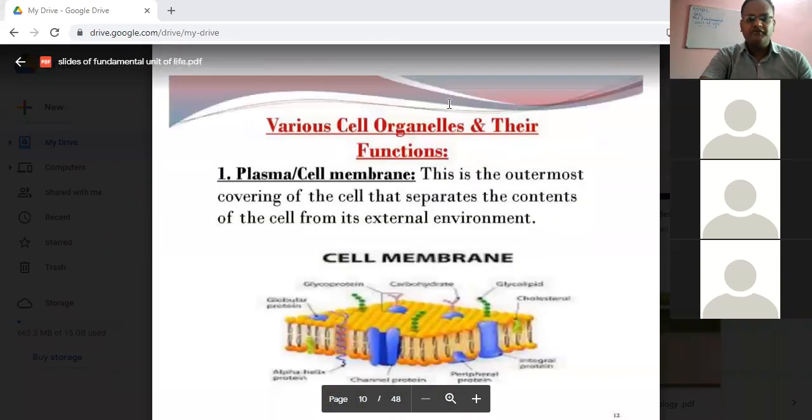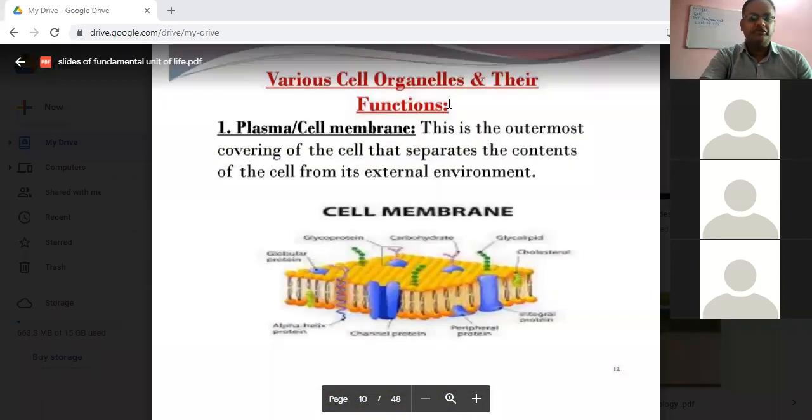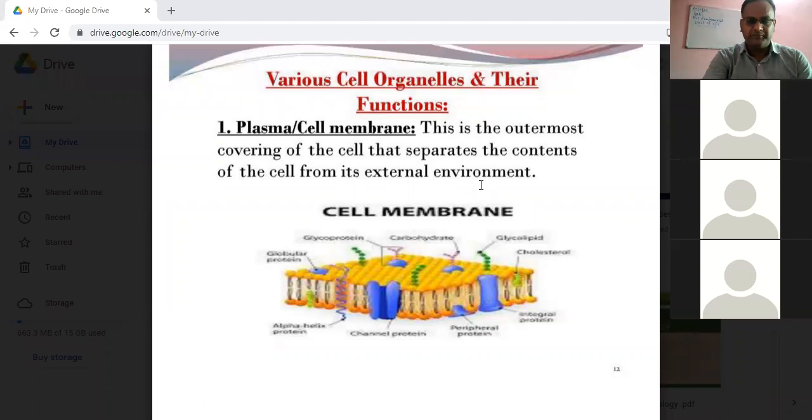Now, students, we will be coming to the discussion of the various cell organelles and their function. First of all, the major one, which is the outermost covering, that is the plasma membrane or the cell membrane. This is the outermost covering of the cell that separates the content of the cell from its external environment.